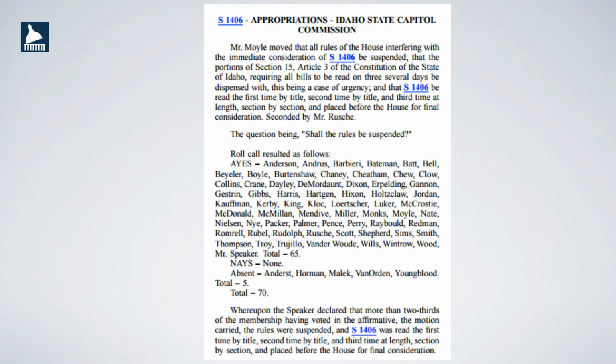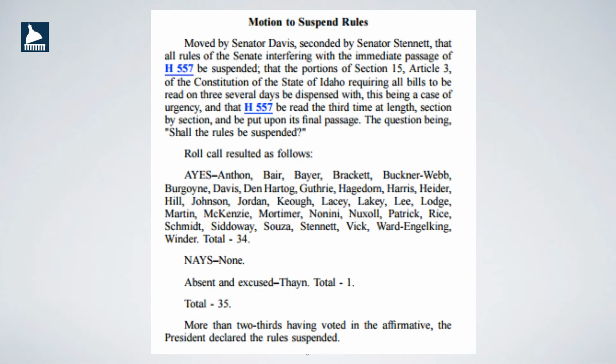This is what the language looks like during a House session for dispensing with the constitutional provision and suspending the rules. Here's the Senate's version.